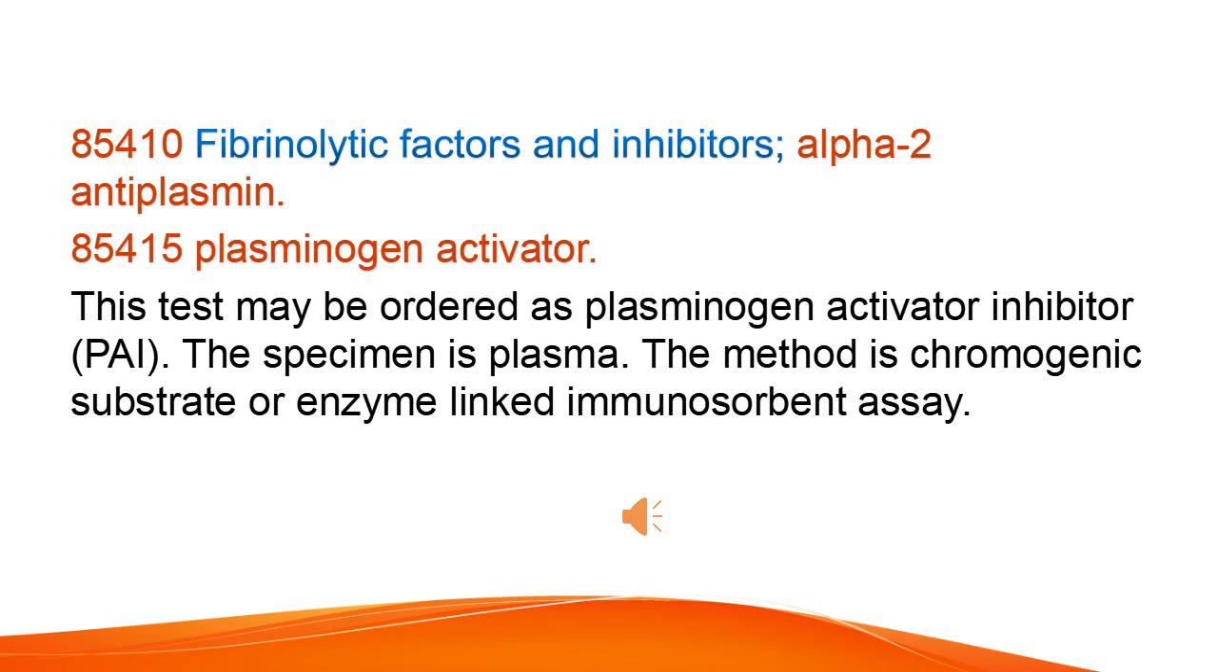Fibrinolytic factors and inhibitors, alpha-2 antiplasmin. Plasminogen activator. This test may be ordered as plasminogen activator inhibitor, PAI. The specimen is plasma. The method is chromogenic substrate or enzyme-linked immunosorbent assay.